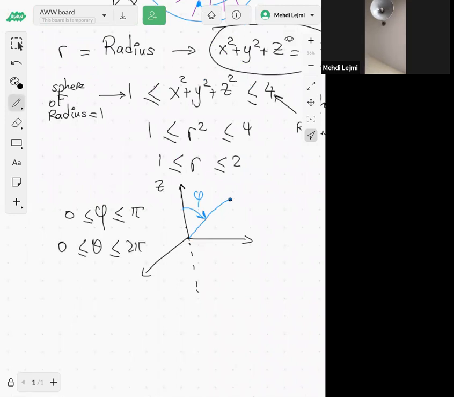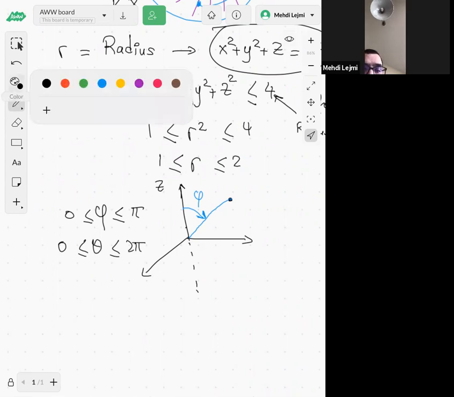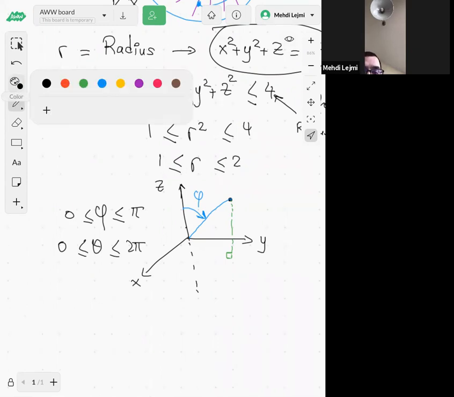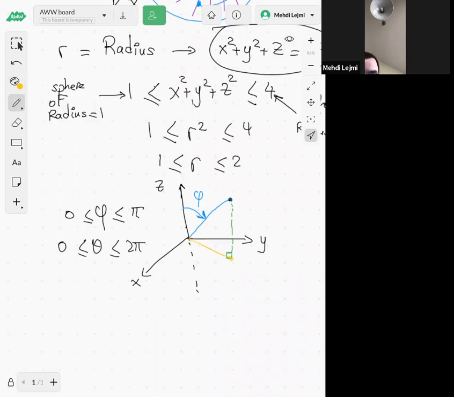Okay. So again, remind you, what's theta? Theta is the angle. So you take the projection of your point. This is my point. You take the projection into the xy plane. This is my x, this is my y axis. And so theta is the angle between the projection and your x-axis, right? So here's my projection, and so theta would be this angle here between the x-axis and the projection of your point into the xy plane. That's theta.